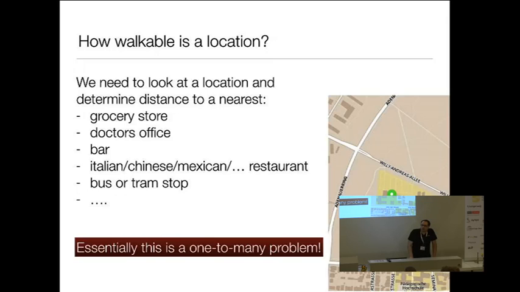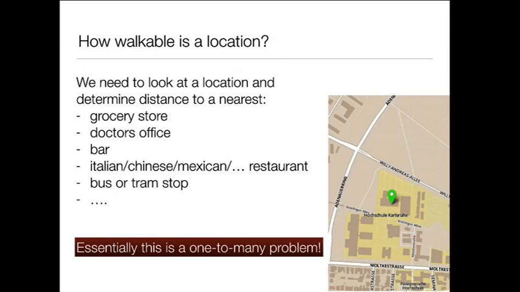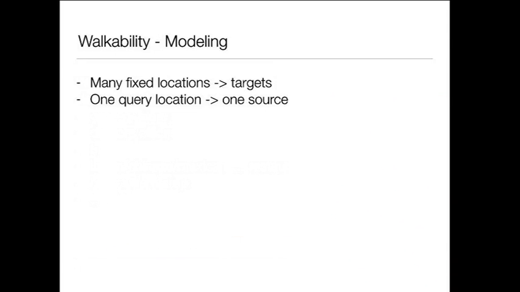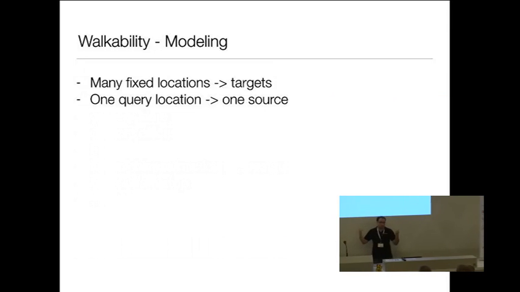Looking at it from a route planning perspective, we say, well, this is essentially a one-to-many problem. We have one location, perhaps the apartment that we're looking at, and we have plenty and plenty of targets, which is all the pubs in the city, all the doctors in the city, all the kindergartens, right? And summing up, we have many fixed locations, which are our targets, our points of interest, our pubs, our bars, grocery stores. We have one query location, that's a source, right?